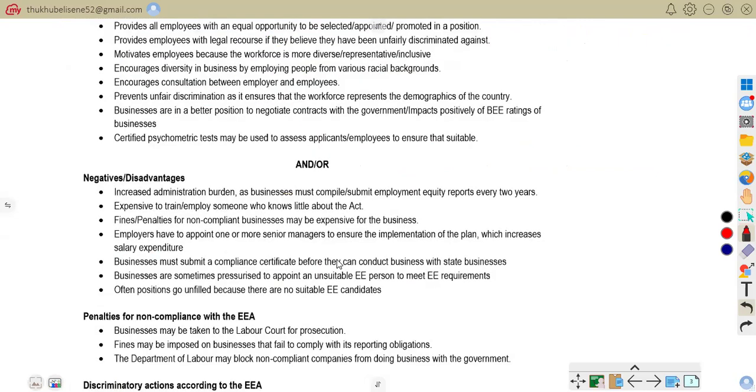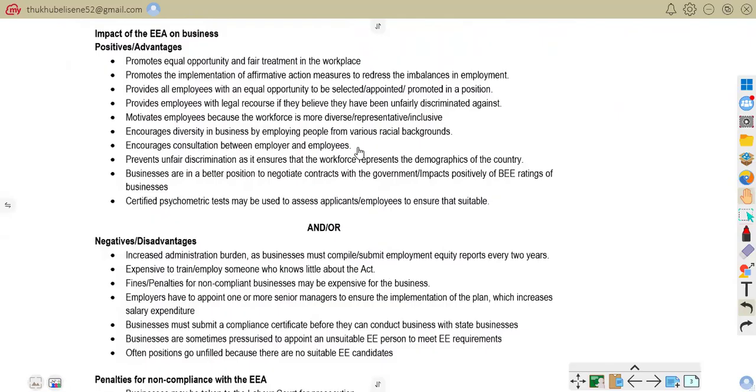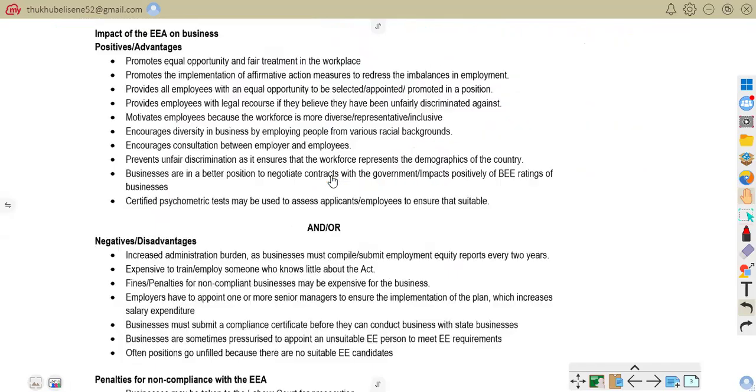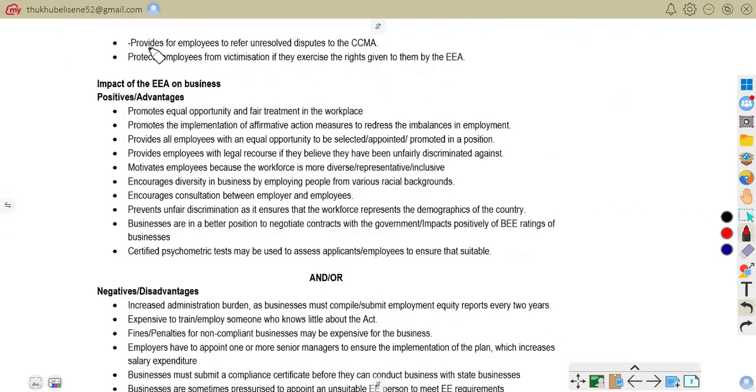So let us move on. Let's finish up the purposes. Provides for employees to refer and resolve disputes to the CCMA. So it means that if discrimination issues are not solved internally, employees can take the case to the CCMA for help. So that is that.